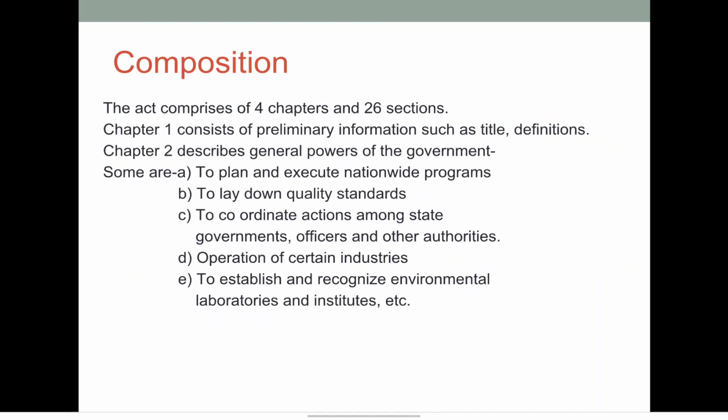Then, the operation of certain industries, particularly those causing pollution or emitting hazardous substances, and to establish and recognize environmental laboratories and institutes for the same. That is, for research, it helps to recognize environmental laboratories and different types of institutes.